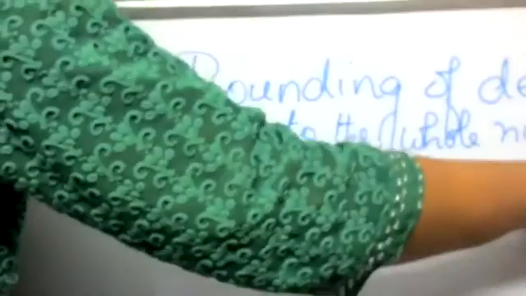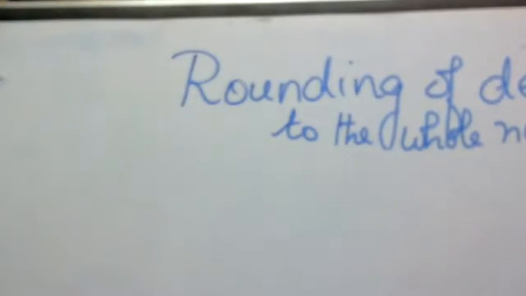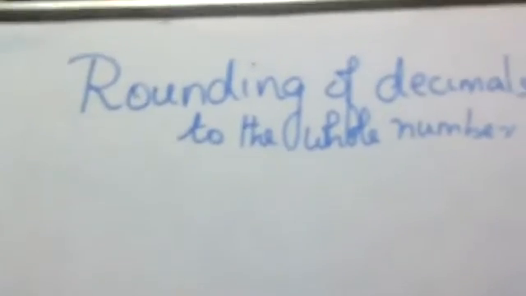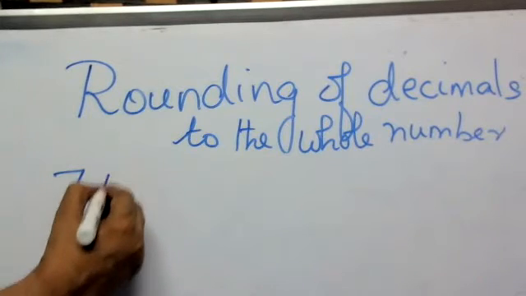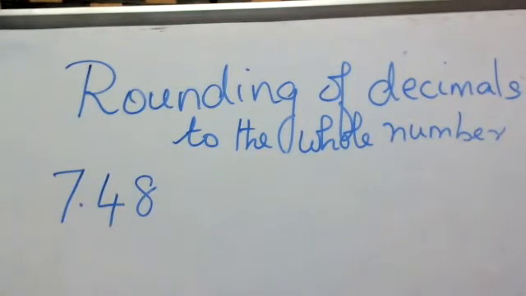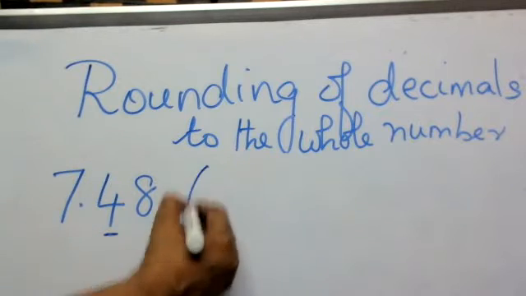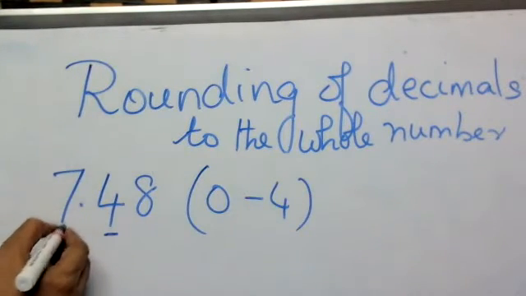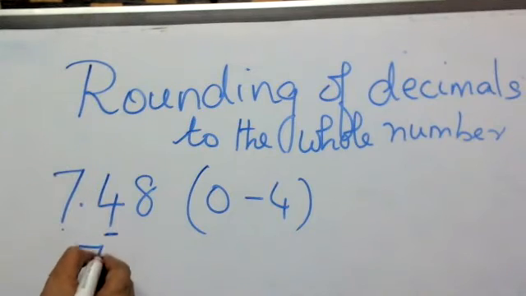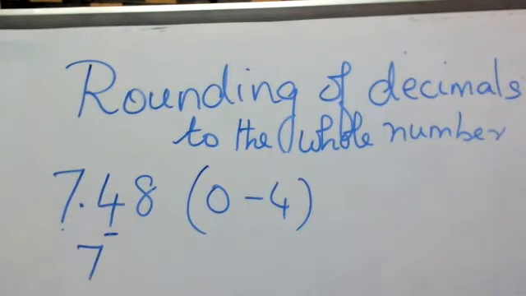Now, can you think of a number with a decimal place? Can you think? Okay, 7.48. For this, we have to check the tens place. If the tens place is between 0 to 4, then this ones place will remain the same. Okay. One more example I will give you.